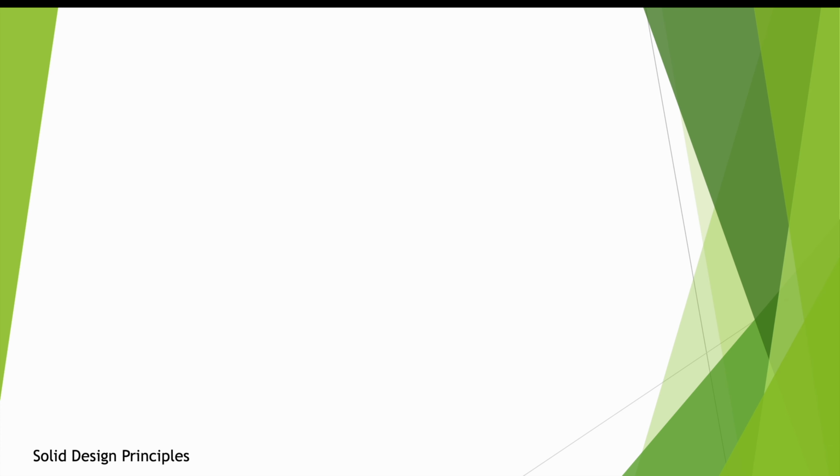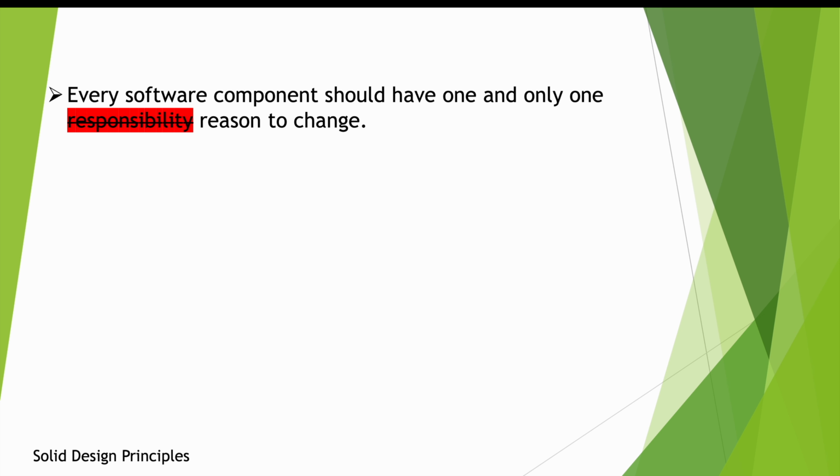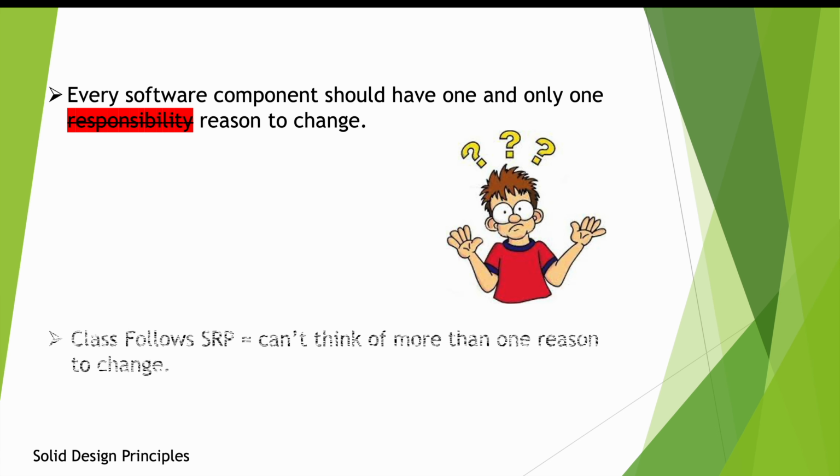Now, we will see another definition for SRP. Every software component should have a single reason to change. This definition again seems a bit fuzzy, but we can now say that a class follows SRP if you can't think of more than one reason for it to change. Let's assume you go through a class and try to identify the reasons for it to change, but you can't think of more than one reason. Well, in that case, it is following SRP. This definition is suitable for practical and real world scenarios.